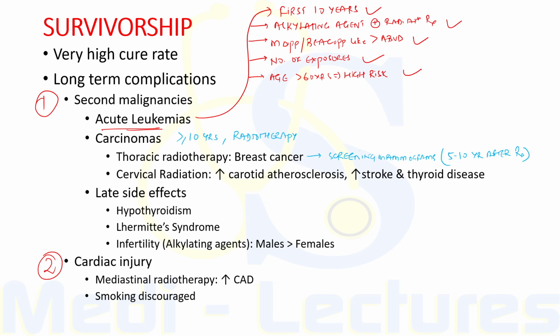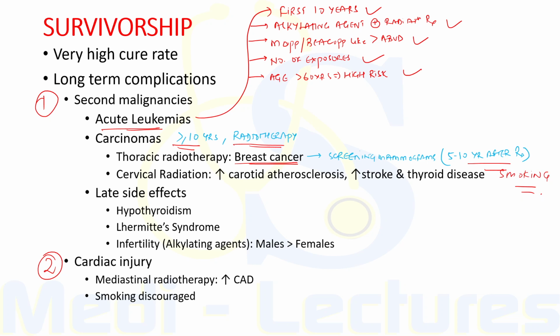these leukemias. Development of carcinomas as a complication of Hodgkin lymphoma is also a major problem, and it usually occurs after more than or equal to 10 years of therapy, and it is associated with use of radiotherapy. So use of thoracic radiotherapy can lead to development of breast cancer in females, and this is the reason screening mammograms should be started 5 to 10 years after completing the treatment. Also, these patients must be discouraged from smoking.